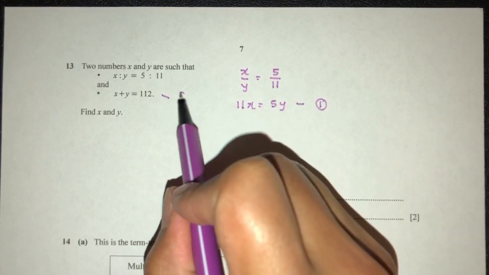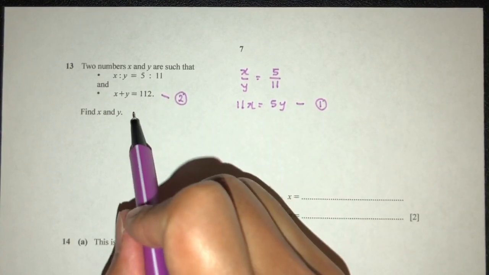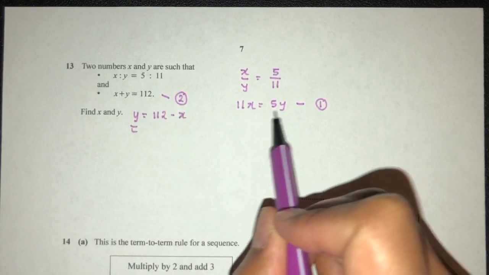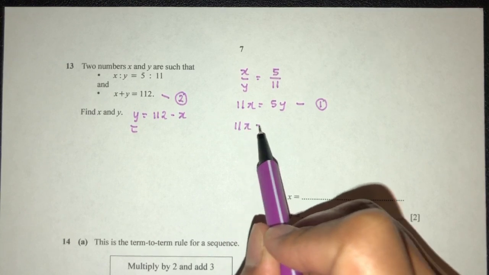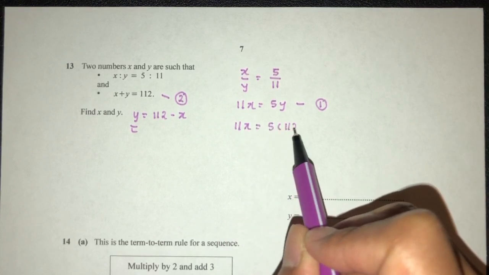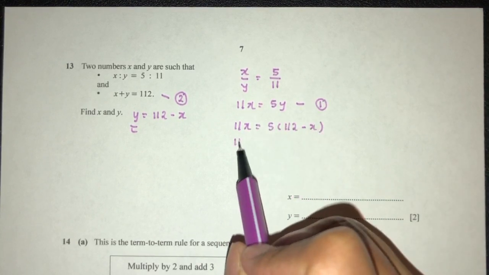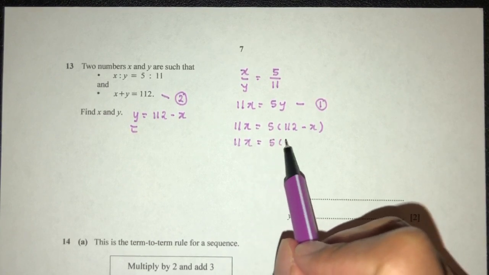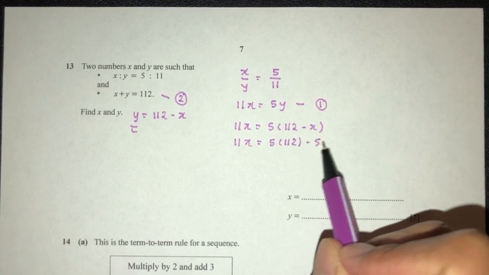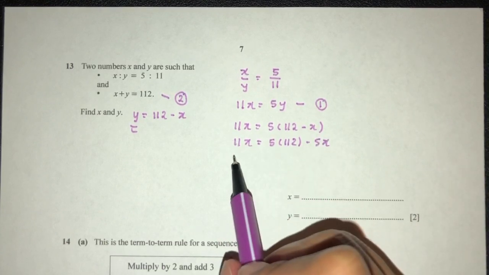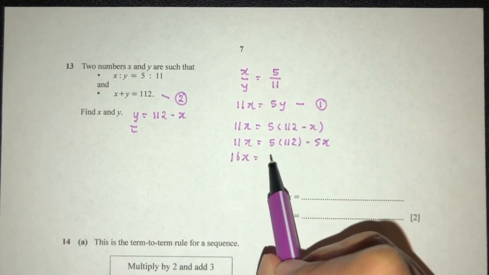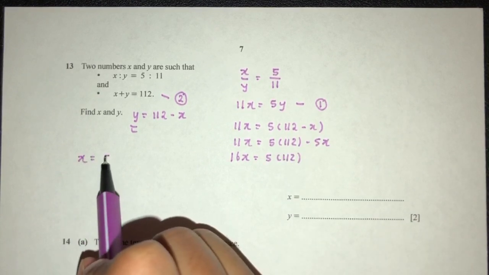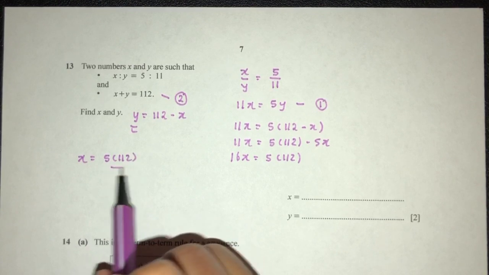Here we have equation number 2. So we can solve. Let's make y the subject. It is 112 minus x. Replace this back in your equation. You will have 11x is 5 times y. That will be 11x equals 5 times 112 minus 5x. Send this over here. That will be 16x equals 5 times 112. So x will be the value of 5 times 112 divided by 16.